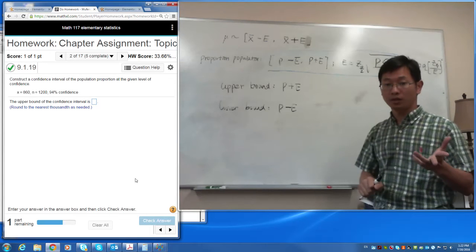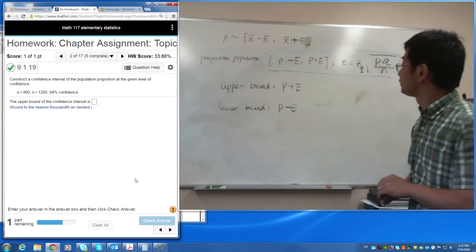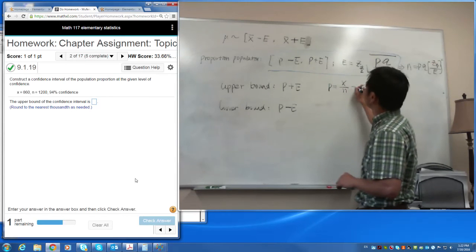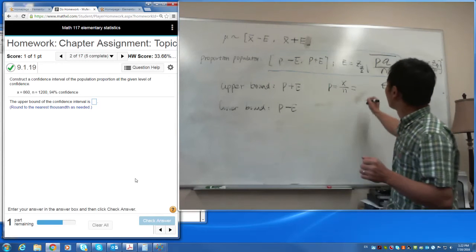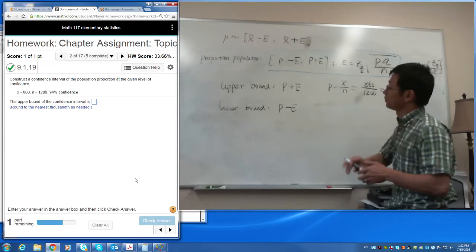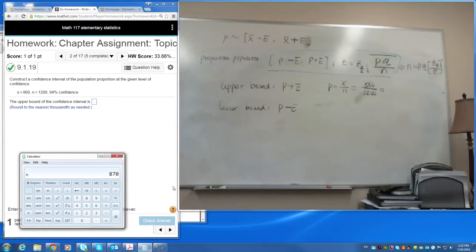So first, what do you need to find? P. Second, what do you find? E, right? So what is P? P equals X over N, proportion, right? 860 divided by 1200. 860 divided by 1200 equals 0.717.